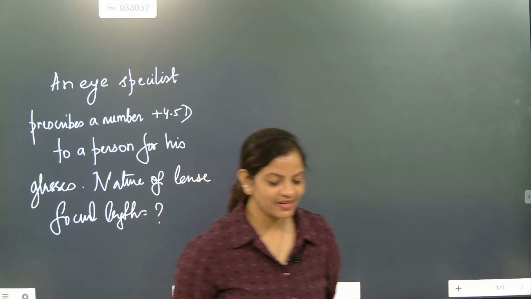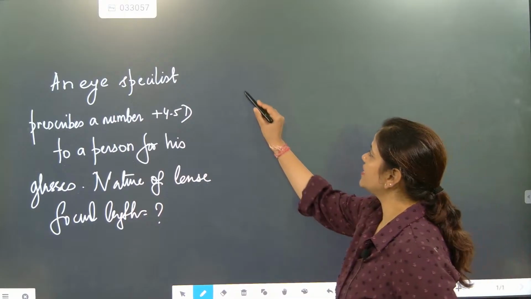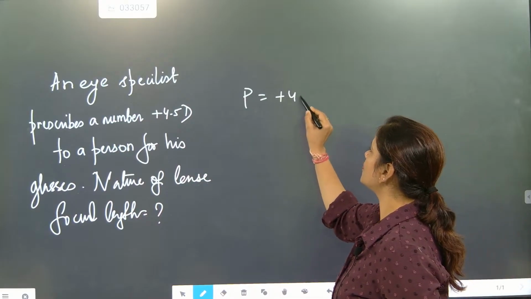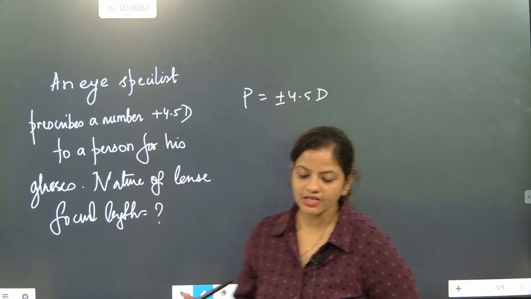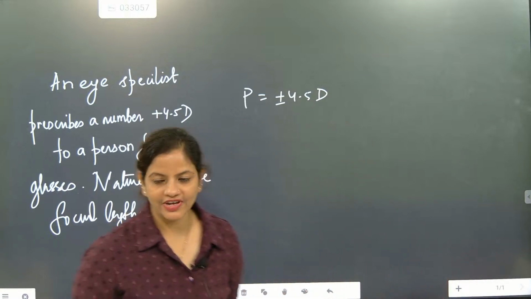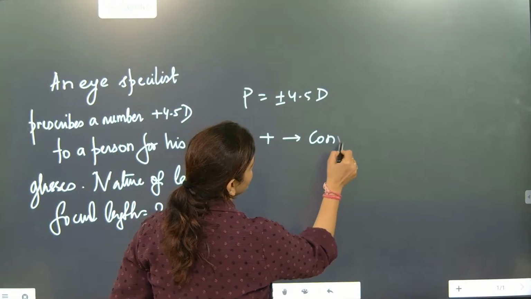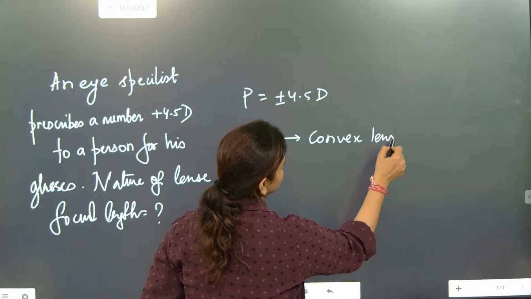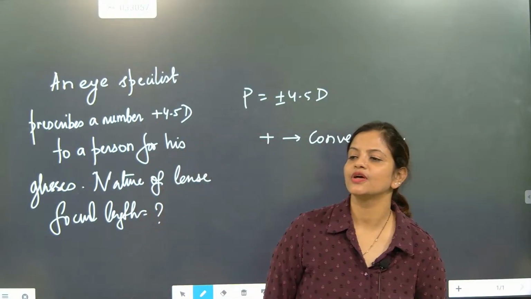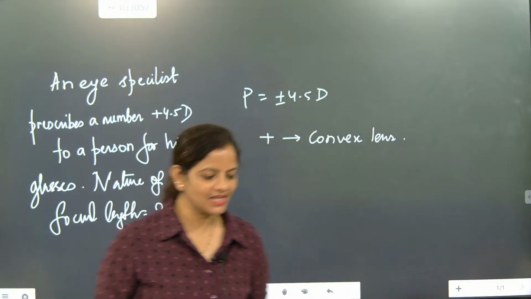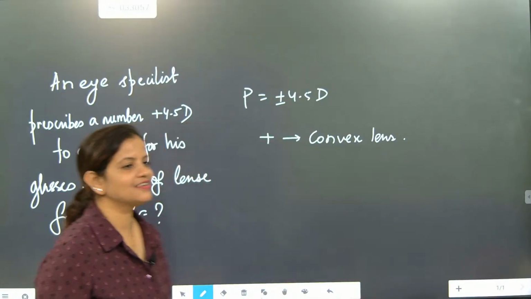Come on, focus on writing, please. No mistake. So see, once power is given as plus 4.5 diopter, plus means focal length is positive. When focal length is positive, it is convex. Since plus is there, it is a convex lens. Understood? So plus means convex lens. Focal length is coming positive, means it is a convex lens.